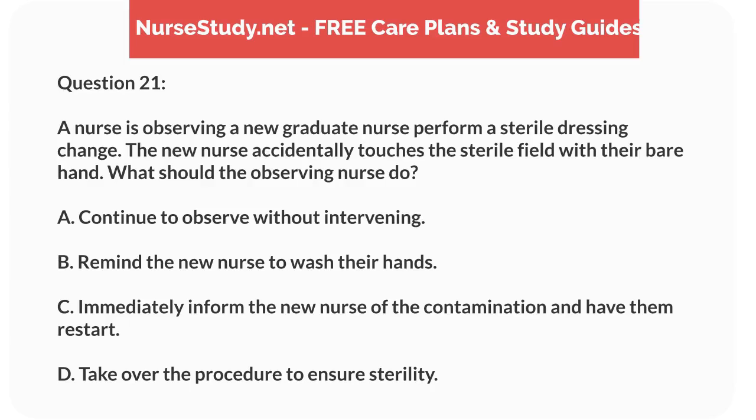A nurse is observing a new graduate nurse perform a sterile dressing change. The new nurse accidentally touches the sterile field with their bare hand. What should the observing nurse do? A. Continue to observe without intervening. B. Remind the new nurse to wash their hands. C. Immediately inform the new nurse of the contamination and have them restart. D. Take over the procedure to ensure sterility.